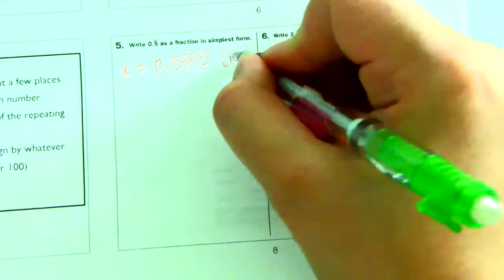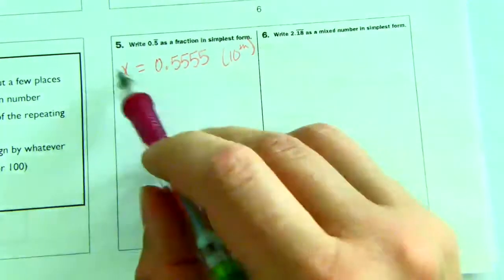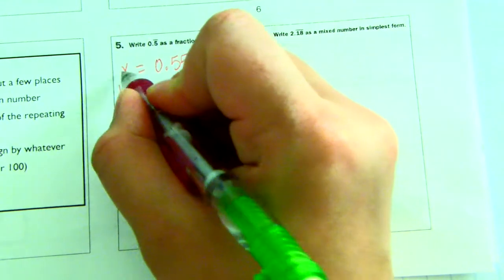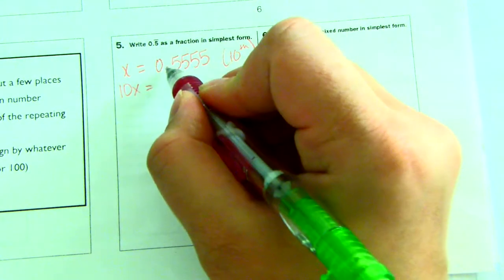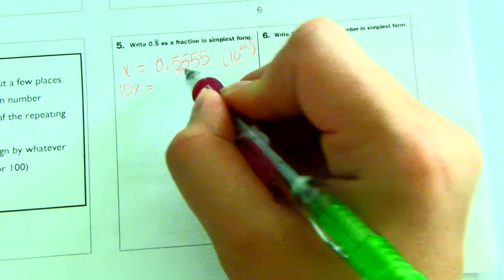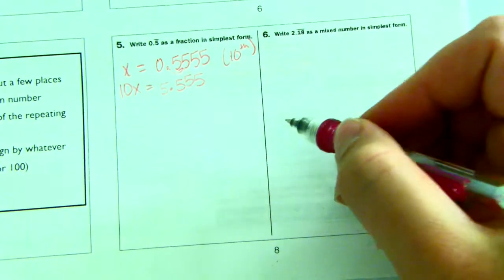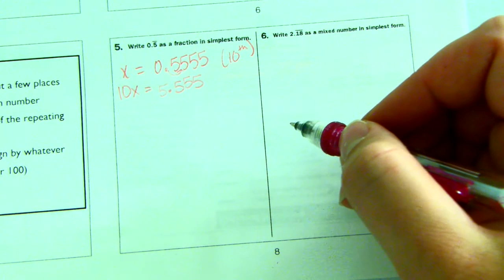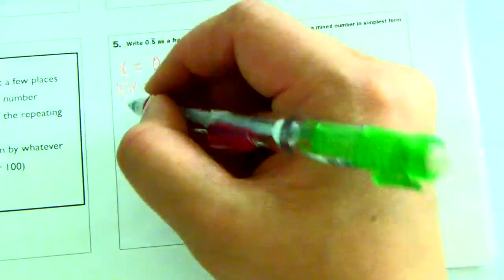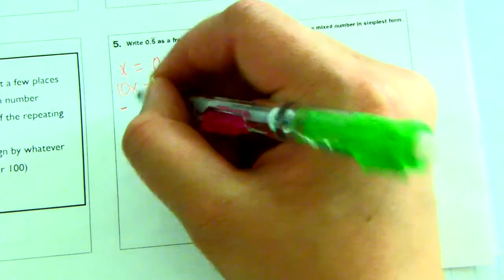So since this is the tenths, I'm going to multiply both sides by 10. So 10 times x is 10x. When I multiply something by 10, it just moves the decimal once. So this becomes 5.555. Next step, we did step 4. Step 5 says subtract x from both sides. We're going to subtract 1x.